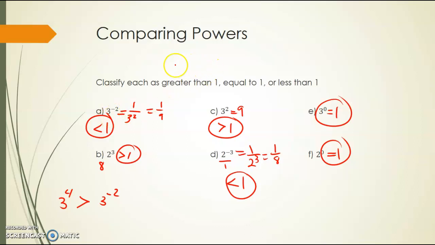And when it comes to classifying as greater than 1, equal to 1, or less than 1, greater than 1 would be a positive exponent, equal to 1 is going to be 0, and less than 1 is going to be a negative exponent. So just some food for thought.